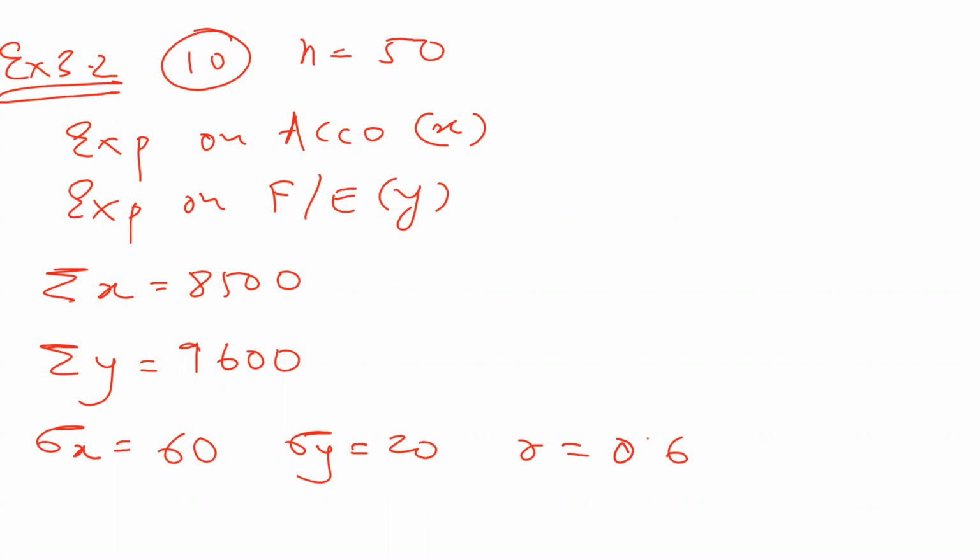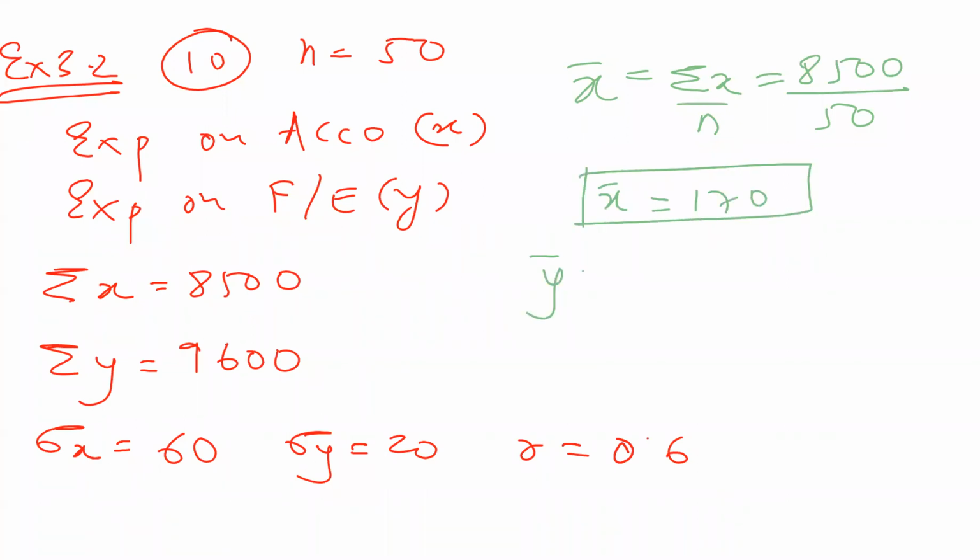Now using this information, we can first and foremost calculate X bar and Y bar. See, X bar and Y bar are very essential things in statistics, okay, for our syllabus as well. So X bar is summation X upon N, which is 8500 upon 50. Okay, so X bar is equal to 170. Similarly, Y bar is equal to summation Y upon N, 9600 upon 50. So if you cancel the zeros, it will be 960 upon 5. Okay, 960 upon 5, that will give you 192.